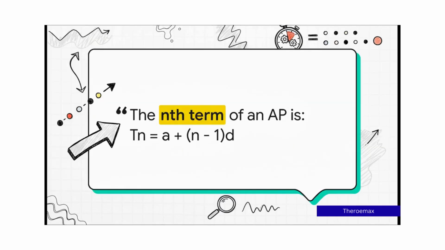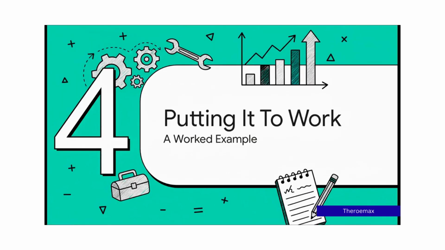And all that logic leads us right here to this one beautiful formula. The value of any term N, we'll call it Tn, is just the first term A plus N minus 1 times the common difference D. This is our ultimate shortcut. Seriously, with this, you can find the 500th term just as easily as you can find the 5th without breaking a sweat. All right, that's enough theory.